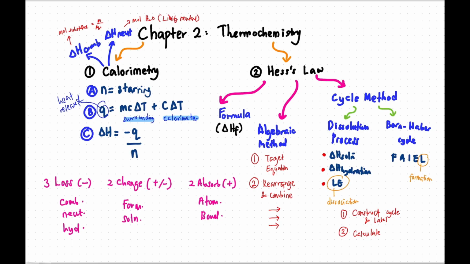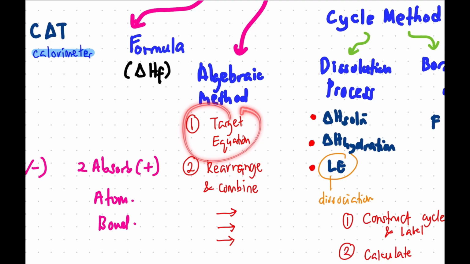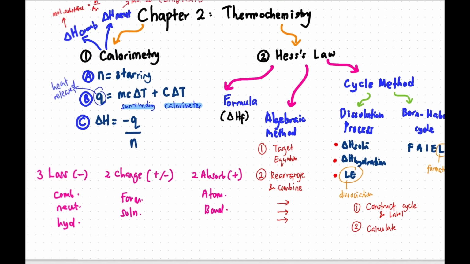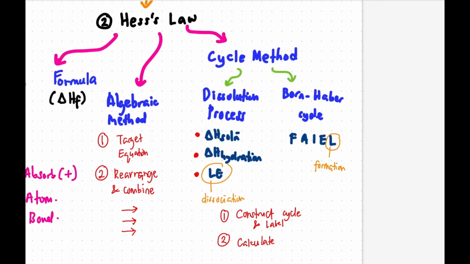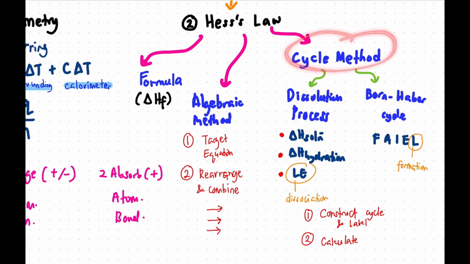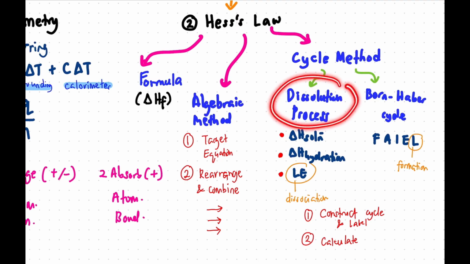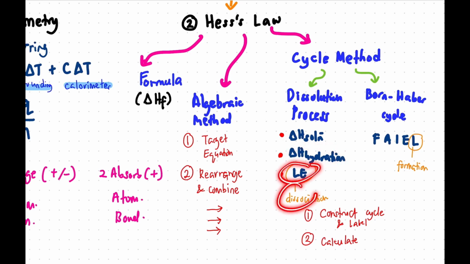Cara kedua adalah kita boleh guna algebraic method, yang mana kita kena tahu target equation, and then after that you must know how to rearrange and then combine your equation. Okay, alright, and then this one yang paling interesting, iaitu cycle method, energy cycle method. Ini melibatkan dua proses yang besar, the application of Hess's law, which is the dissolution process and also the Born-Haber cycle. Okay, untuk dissolution process hanya 3 haba yang terlibat, the enthalpy yang terlibat, which is the enthalpy of solution, hydration, and then lattice energy dissociation.